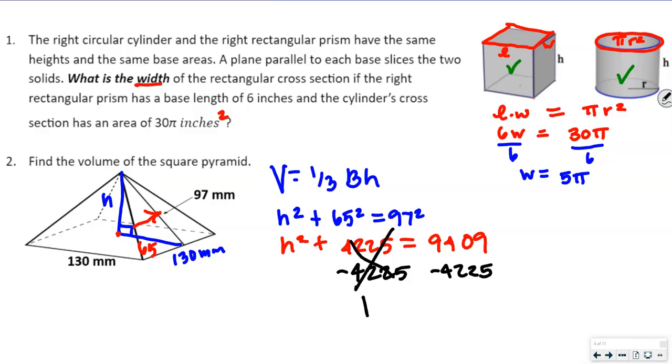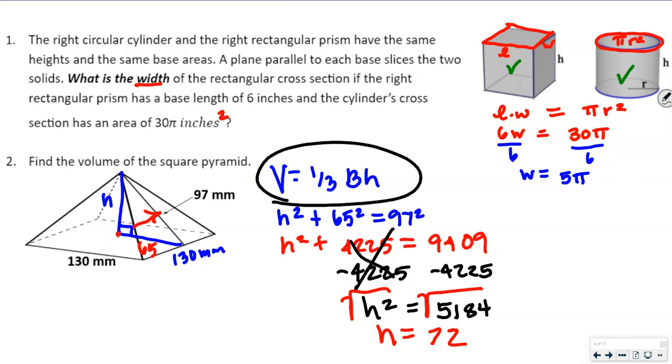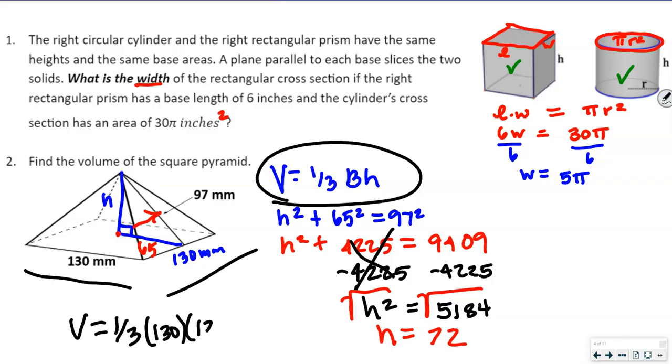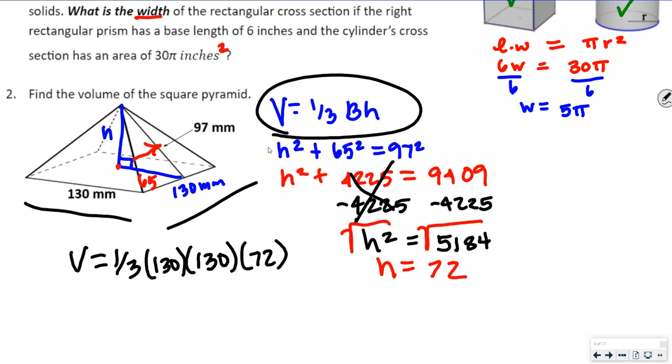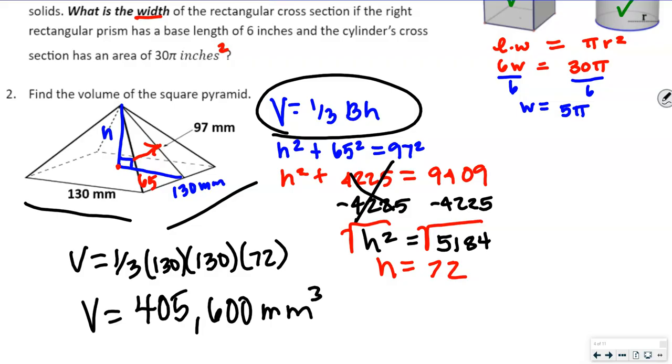So now that's all gone from there, and we have our h squared is equal to, and when I did that, I got 5184. Remember, when we want h and we have h squared, we got to take the square root of both sides, right? So h here is going to be equal to 72. Now we're going to take our volume formula, and remember our base is length times width, right? So volume is going to be equal to 1/3 of our 130 times our 130 times our height, which is 72. And when we do that, I got that the volume is equal to 405,600, and that's going to be millimeters cubed, okay?